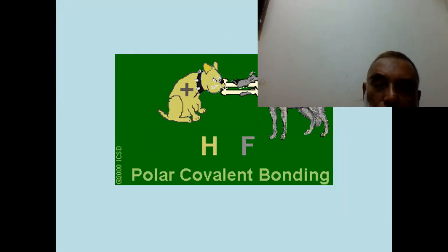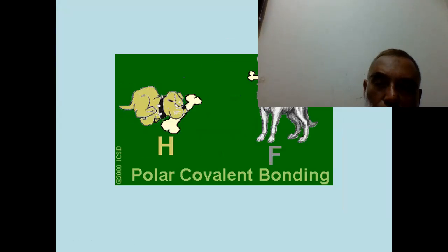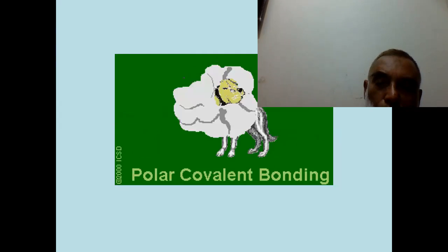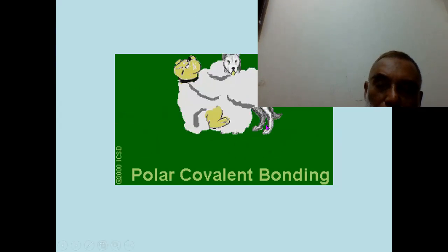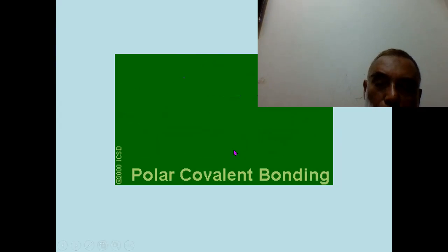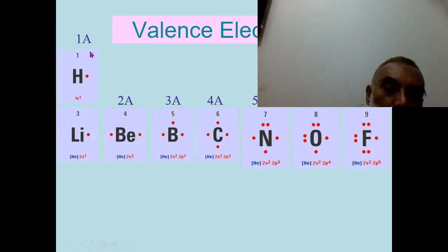In this case, one is stronger than the other, but not that strong to pull the total bond from the other. Thus, one is taking more share of the bone, and another is just touching that one. And in this way, there is a polarity between these two, which exemplifies the polar bond, polar covalent bond. These are the valence shell electrons, that is the outermost electrons in the outermost shell of these atoms.